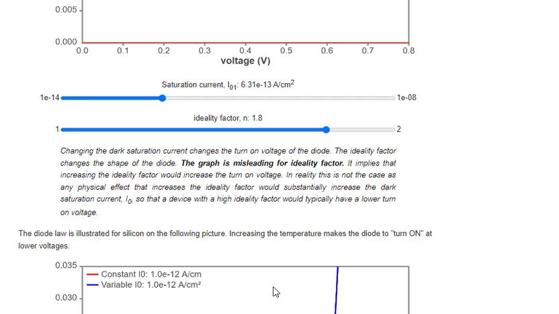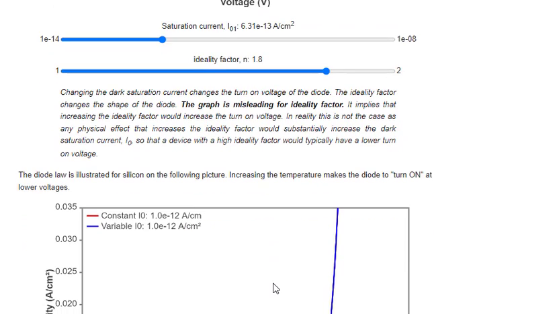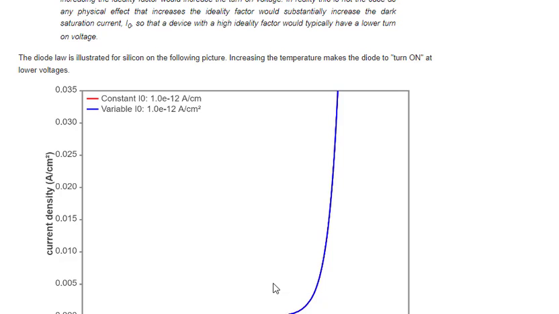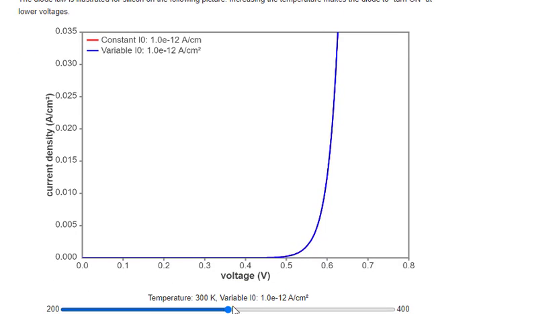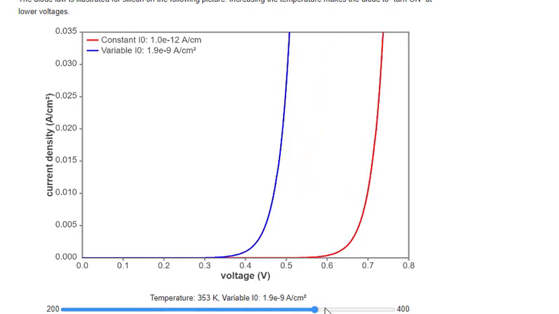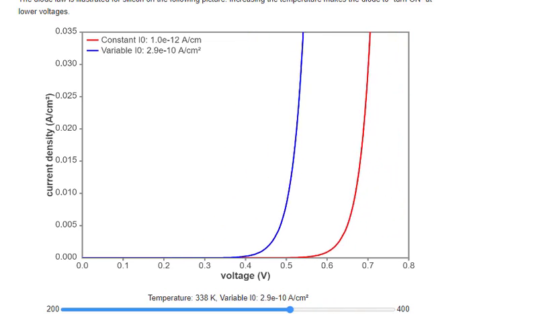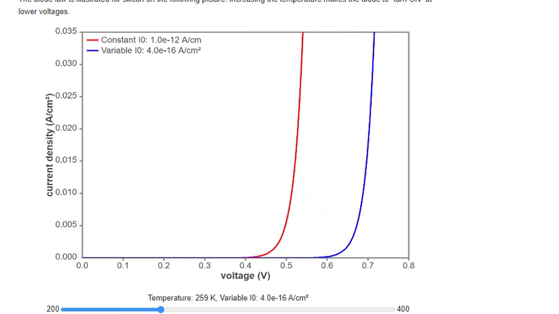Changing the dark saturation current changes the turn-on voltage of the diode. The ideality factor changes the shape of the diode curve. The graph is misleading for ideality factor. It implies that increasing the ideality factor would increase the turn-on voltage.